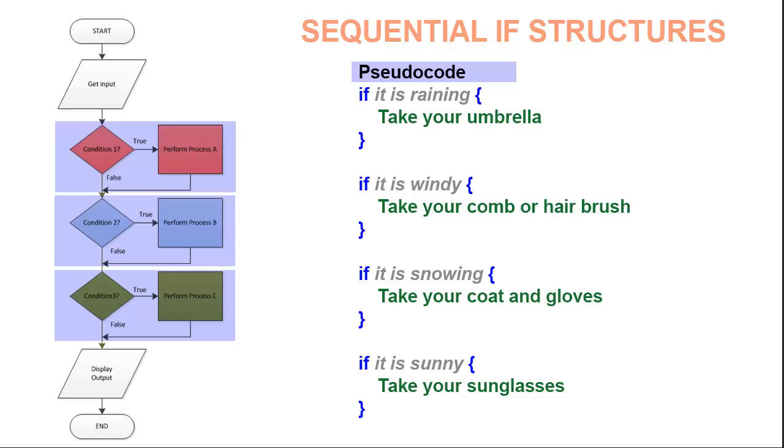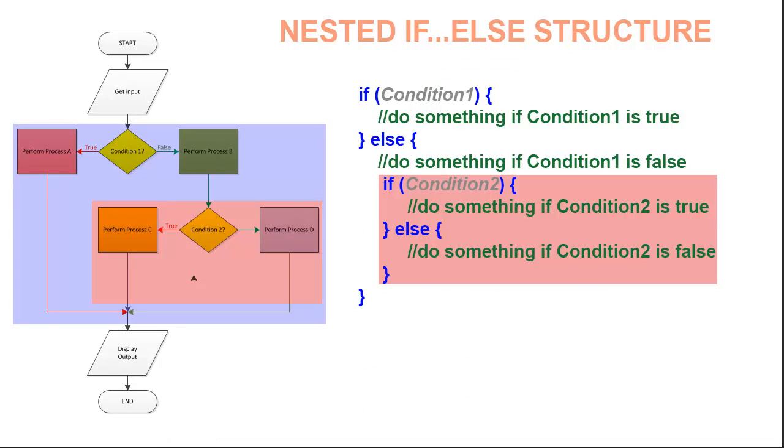Another type of if structure is called a nested if structure, in which we have a second if structure inside one of the forks of the first if structure. In this case, we have a condition 1, and if that is true, we're going to do something. But if it's not, in the else clause, we're going to do something else, and then we're going to look at another condition and either do something there if condition 2 is true, or something else if condition 2 is false. We in essence have 3 forks here.